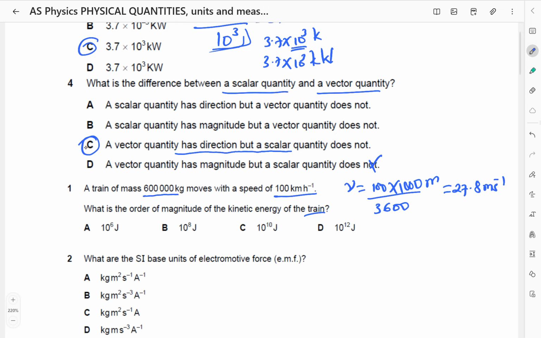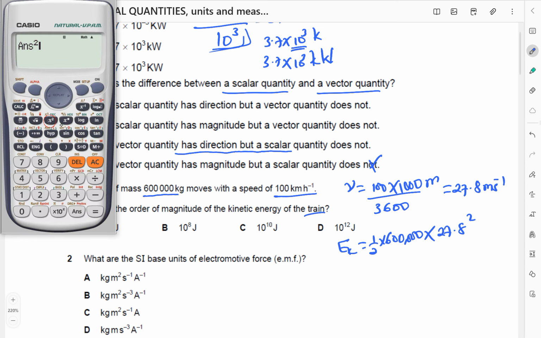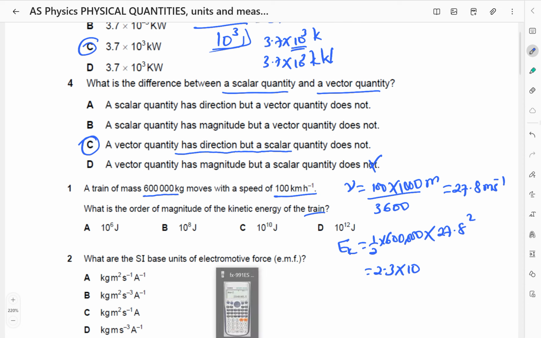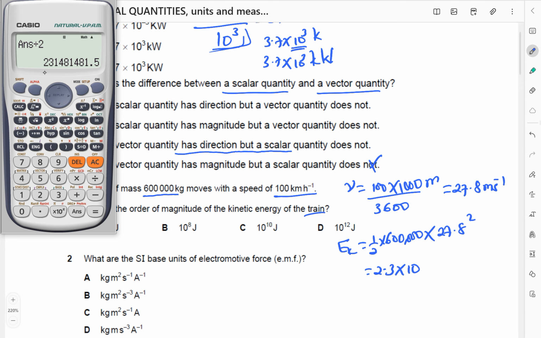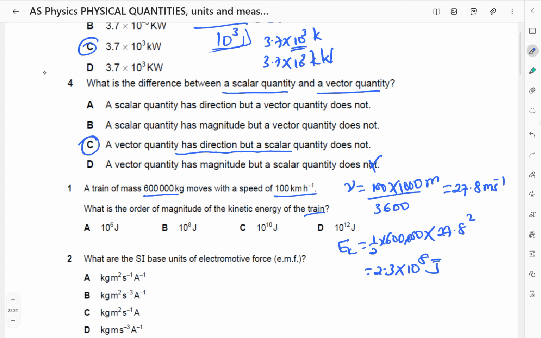So I want to find the kinetic energy. Kinetic energy is equal to a half times the mass, which is 600,000, times the speed, which is 27.8, but this is squared. So I'll square that, then multiply by 600,000, then divide this by 2. This gives me 2.3 times 10 power 8 joules. They wanted the order, so the order here is going to be 10 power 8. So the answer is going to be B.